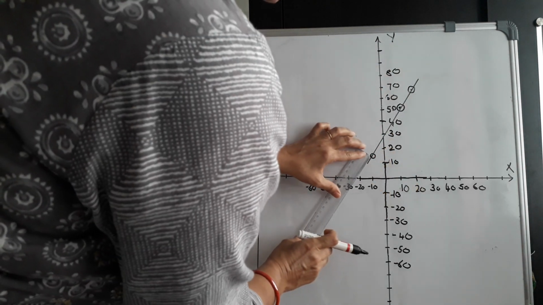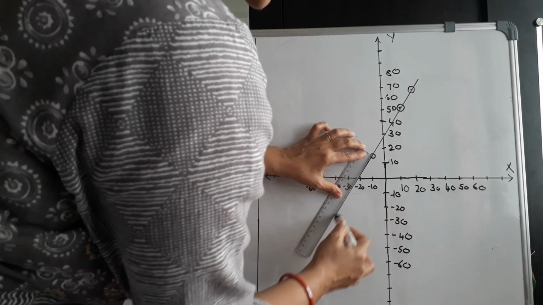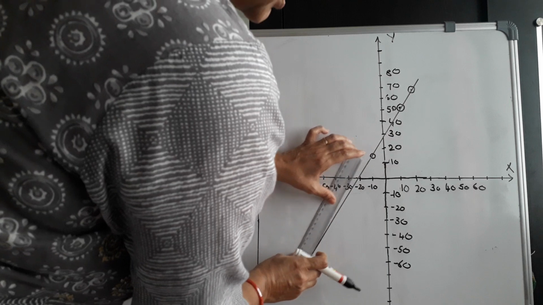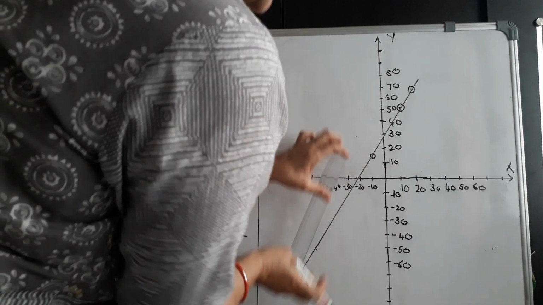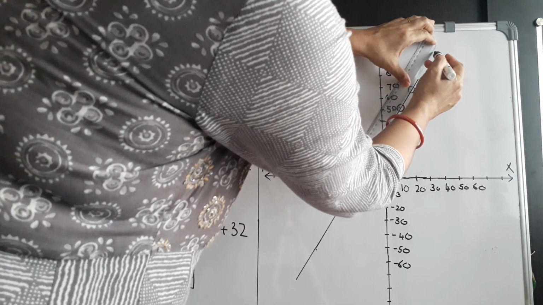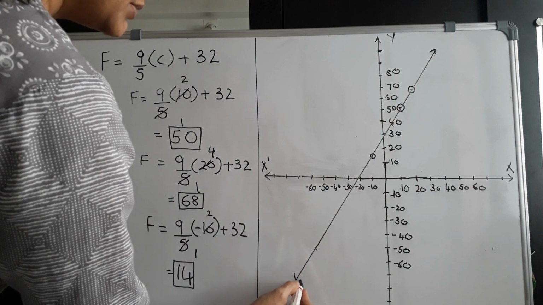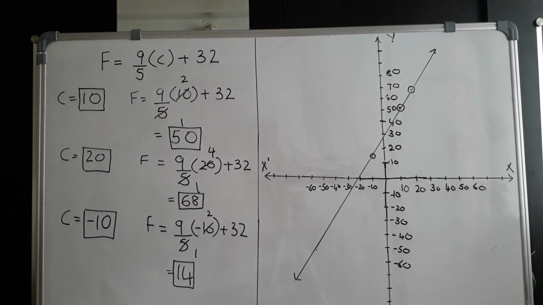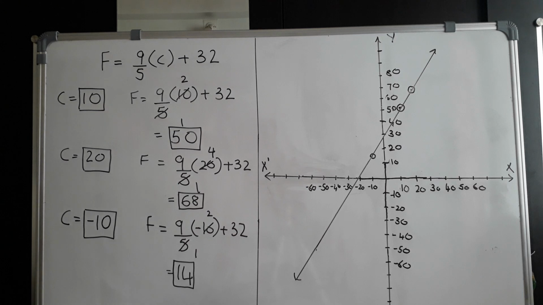Let's elongate them because there are other questions asked which we will be answering using the graph. We can also do calculations in order to answer them. So this is the straight line which gives the relationship between Fahrenheit and Celsius. Now one part is done, that is drawing the graph.